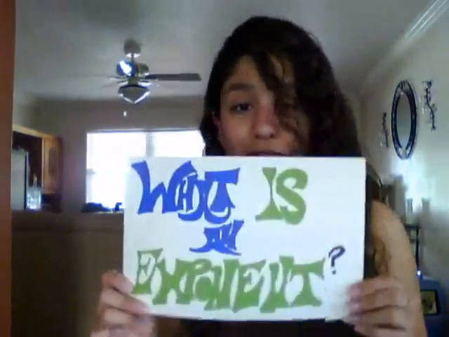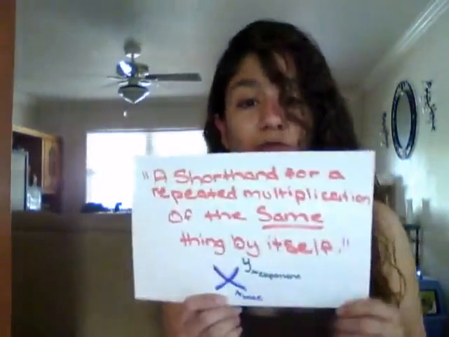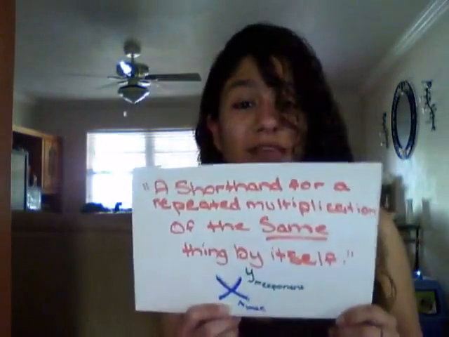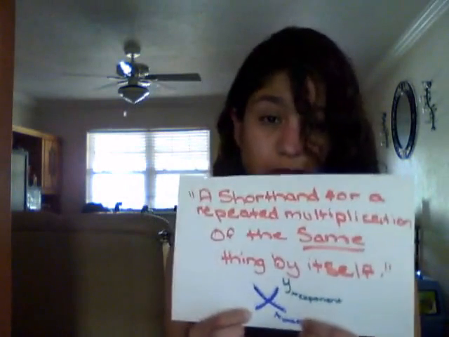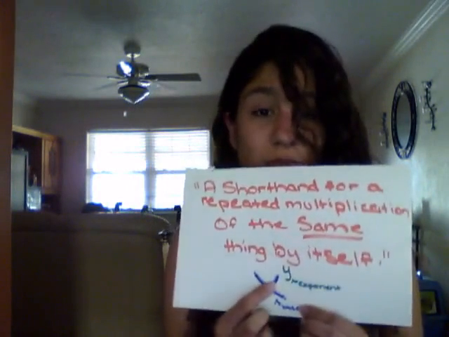Hi, today we're going to be learning about exponents. Now the first question is, what is an exponent? Well, an exponent is a shorthand for a repeated multiplication of the same thing by itself. So as you see here, here is the base, which is the x, and the exponent would be the little y that's up in the right hand corner.